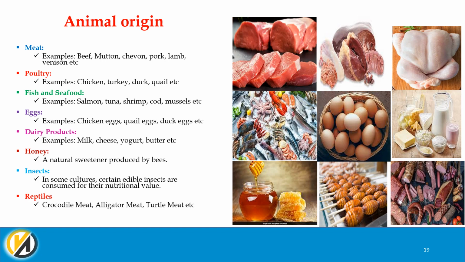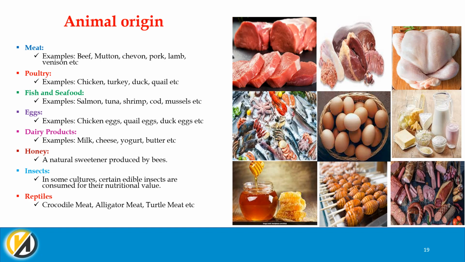Honey, which is a natural sweetener produced by bees, is considered an animal origin source of food for humans. And other exotic sources of food such as insects. In some cultures, certain edible insects are consumed for their nutritional value. Maybe this will be one of the options for human beings, especially as the population grows in the world. Maybe exploring edible insects might be one of the options for human survival.